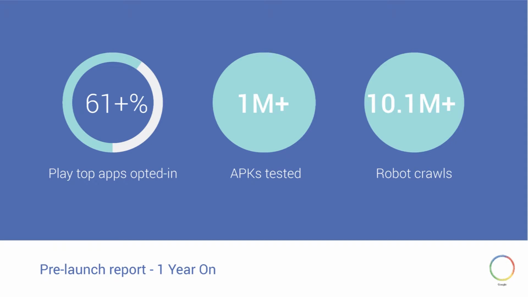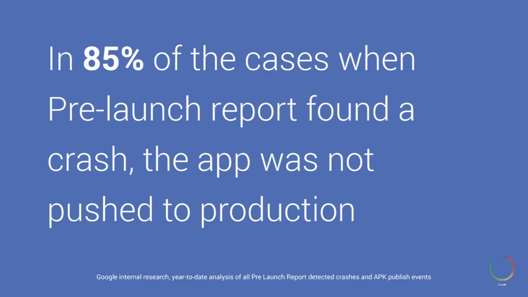We launched pre-launch report at I/O last year. And since then, we've seen really good momentum. We have 61% of the top 1,000 apps in Play who have opted in for testing. And we've tested over 1 million APKs. Like I said, a lot of devices. But the best stat, I think, is this one. 85% of the time, when pre-launch report detects a crash, that APK is never released. That is a crash that users never see. So we really think that we're helping the Android ecosystem.